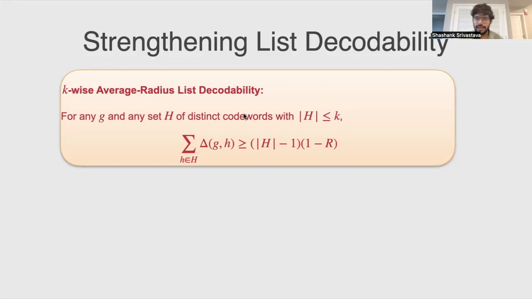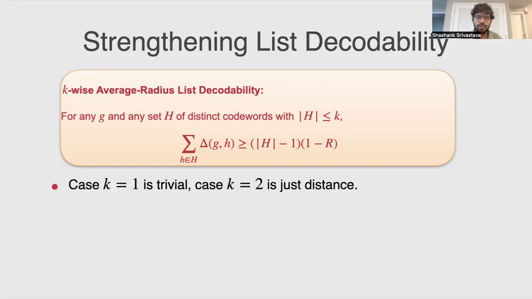How far? It depends on the number of code words. So if we are looking at k code words, then the sum we want it to be k minus 1 times 1 minus r. And if we are looking at, in general, cardinality of H many code words, then the sum of these distances should be at least H minus 1 times 1 minus r. So note that for k equals 1, or H equals 1, we get the trivial case that the distance is non-zero. And for the case k equals 2, we just get the triangle inequality, which is equivalent to the distance of the code.